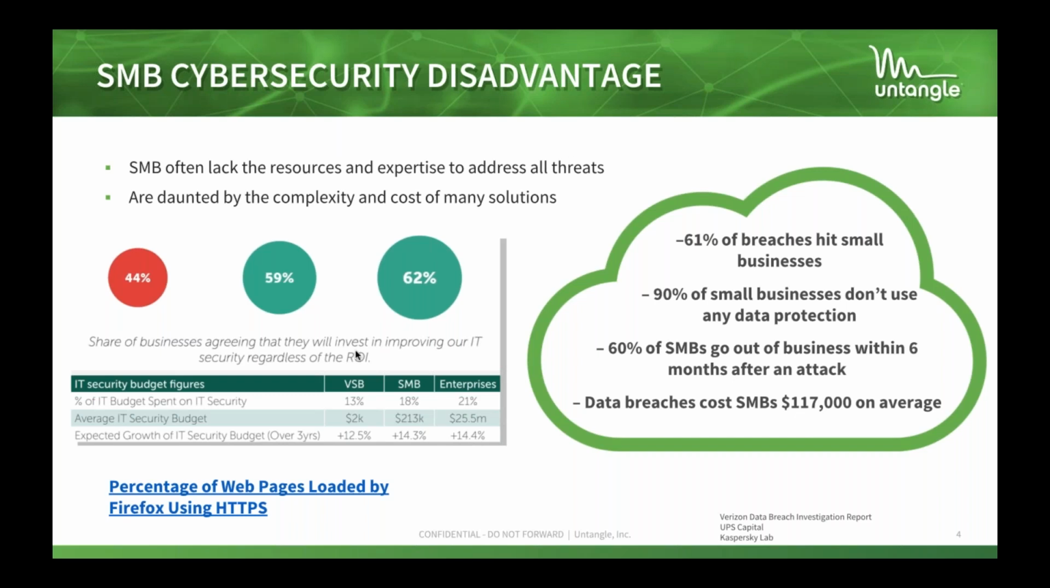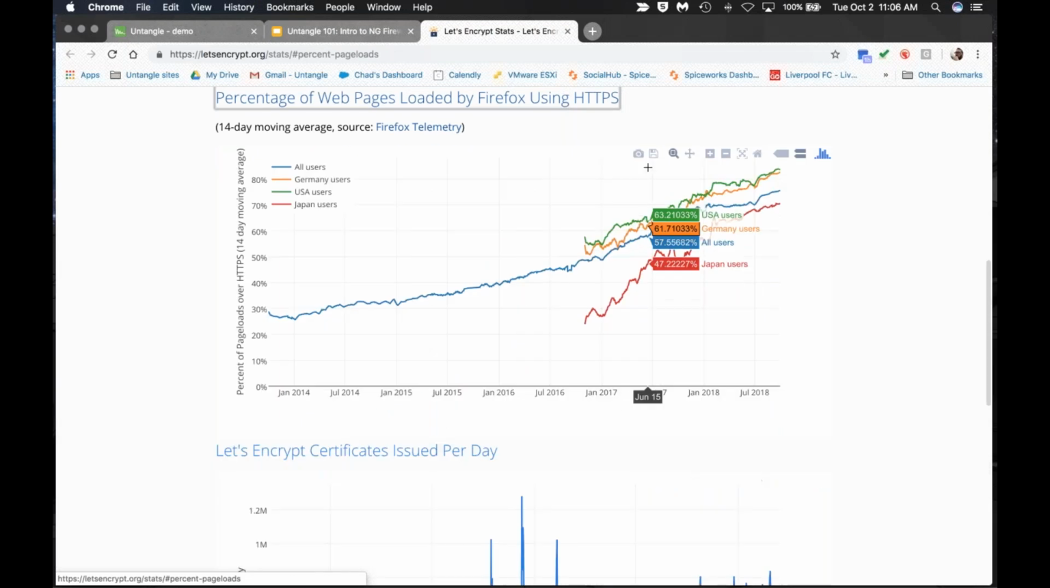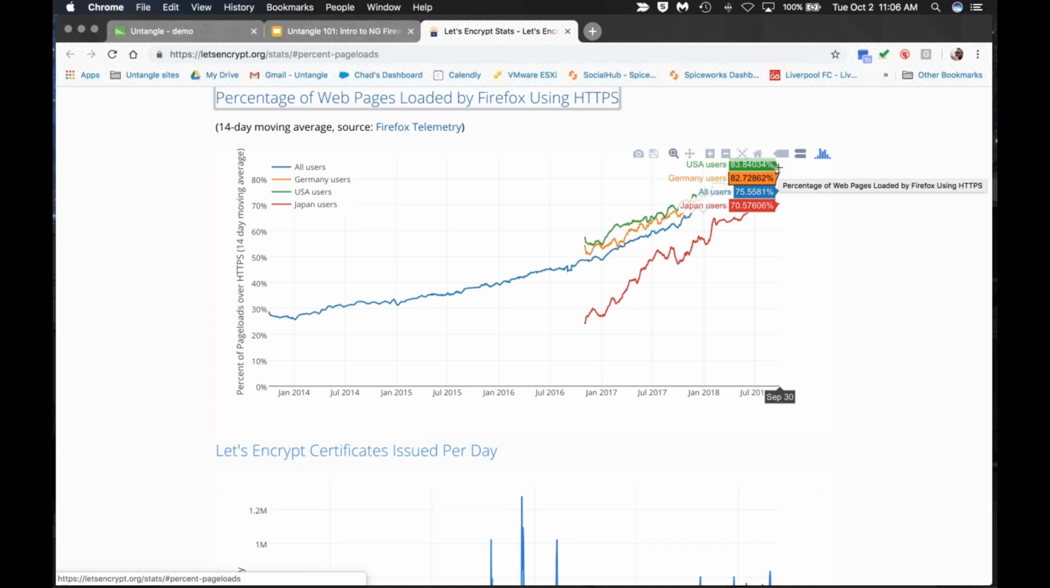You also see my little link here, percent of web pages loaded by Firefox using HTTPS. If you click on this, it'll take us out to letsencrypt.org stats. What we're looking at here is the number of actual page loads that are using HTTPS now. So this is coming from Firefox's telemetry team. This is really important data because what this is showing is that we're actually seeing a huge increase in HTTPS encryption on the internet. That's a good thing for all of us as internet users, as small business owners, but it's going to require something like Untangle to decrypt a lot of this stuff so we can scan for viruses that contain malware and things like that.